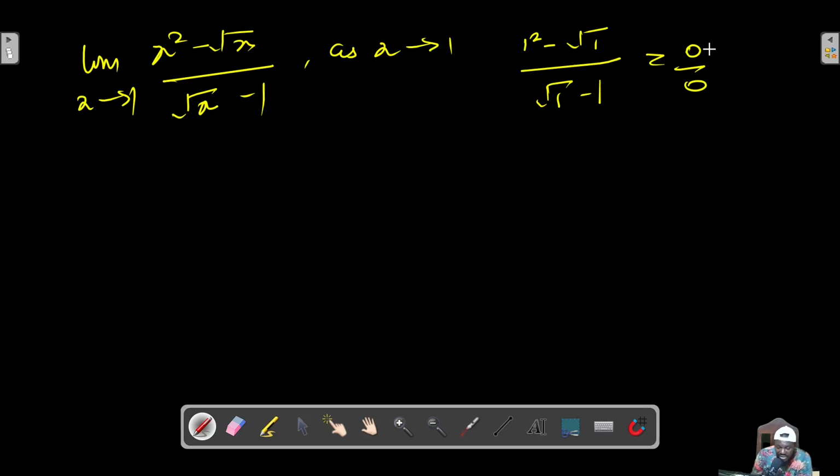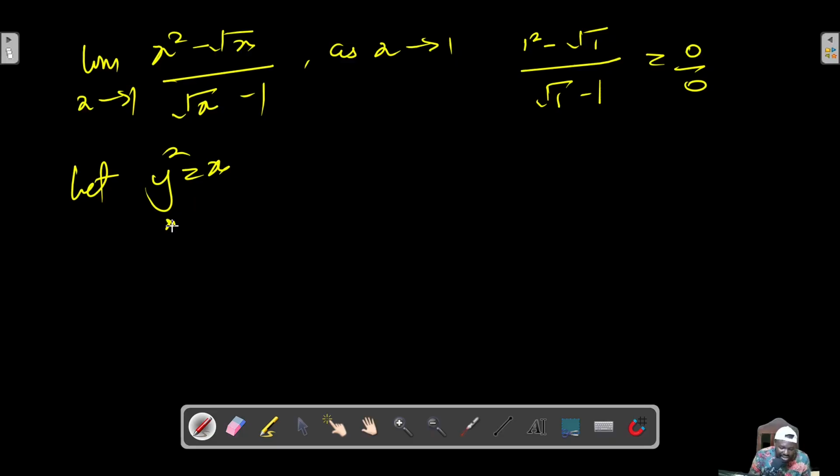And if you have 0 over 0, then what do we do? Since the expression contains a radical, we rationalize, or we try as much as possible to get rid of the radical. We can first try the substitution method. I'm substituting in some particular variable such that the radical will go away. So I can say let y squared be equal to x. And if y squared is equal to x, then what will y be if x is approaching 1?